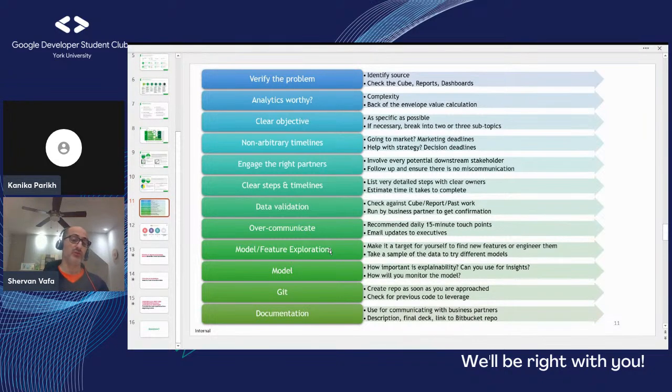But the choice of the model becomes important for a completely different reason, which is sometimes you need to be able to explain what the model is doing, right? So that's the model exploration. And sometimes the model needs to tell you what features are important and give you additional insights. So that's the feature explainability piece of it, right?